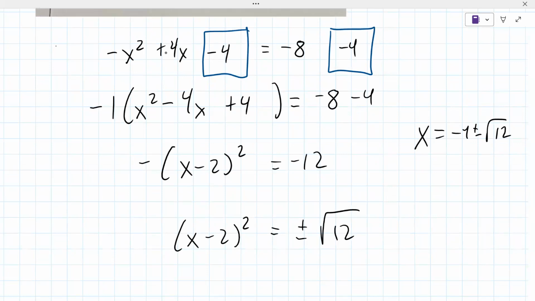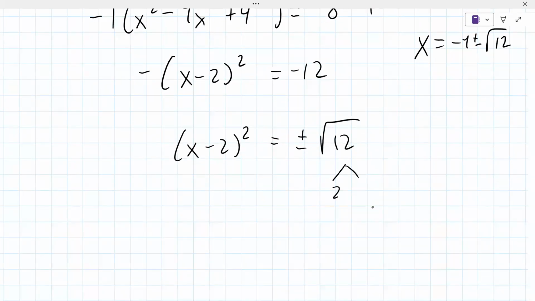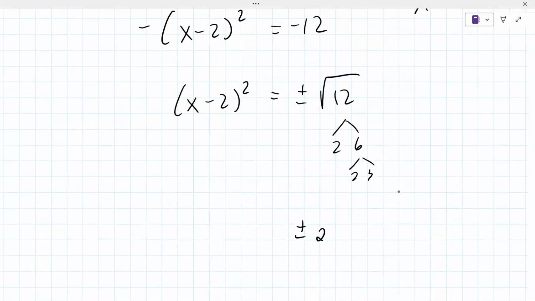So a small thing here is you're supposed to reduce this root. Now, the previous one did not reduce, and I didn't really say much about that, but this one does. 2 and 6, 2 and 3. So this becomes plus or minus 2 root 3. And then you put the plus 2 in front here.